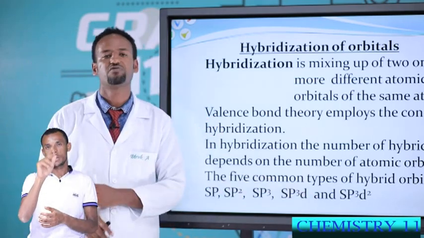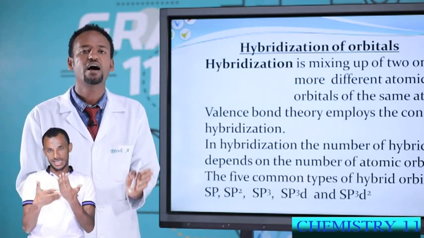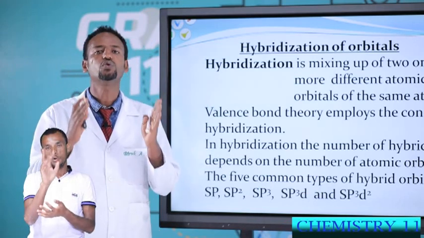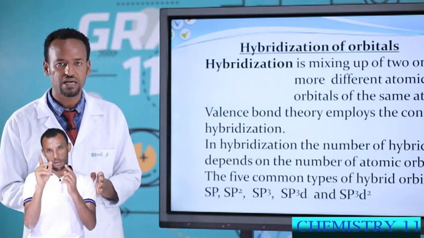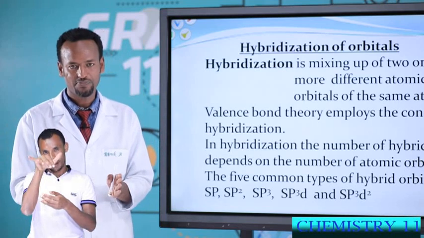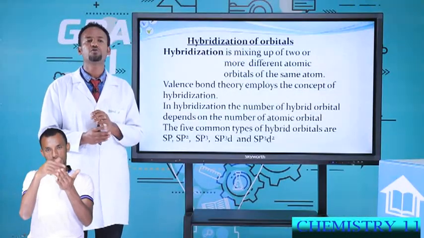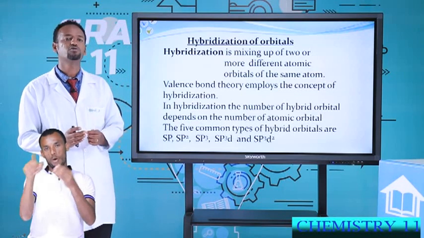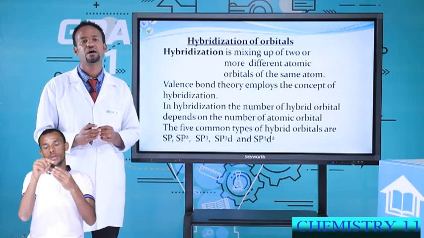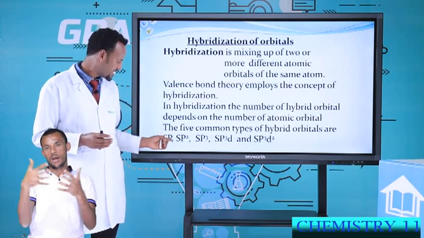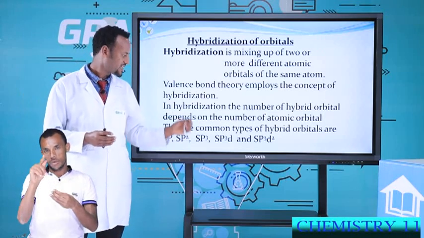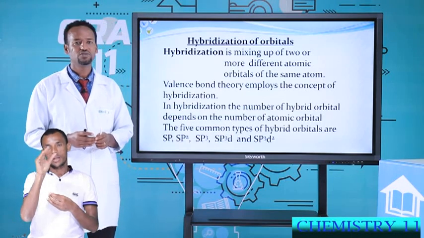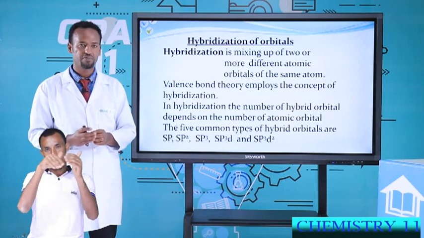Similarly, sp3d2. Simply, hybridization is the mixing up of 2 or more different atomic orbitals of the same atom. Again, the number of hybrid orbitals depends on the number of atomic orbitals. Different types of hybrid orbitals can be formed. The common hybrid orbitals are sp, sp2, sp3, sp3d, and what? sp3d2. This is all about hybridization.